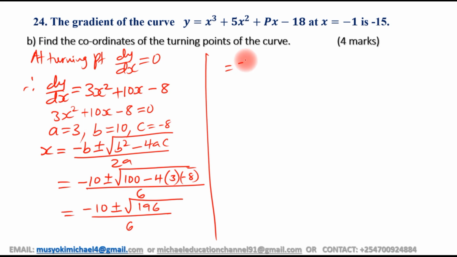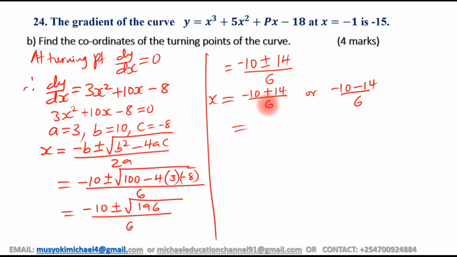So this will be equal to minus 10 plus or minus the square root of 196, that is 14, over 6. So in this case, either x is minus 10 plus 14 over 6 or minus 10 minus 14 over 6. So here we end up getting 2/3, or the other one is minus 4. We need to be very, very exact.